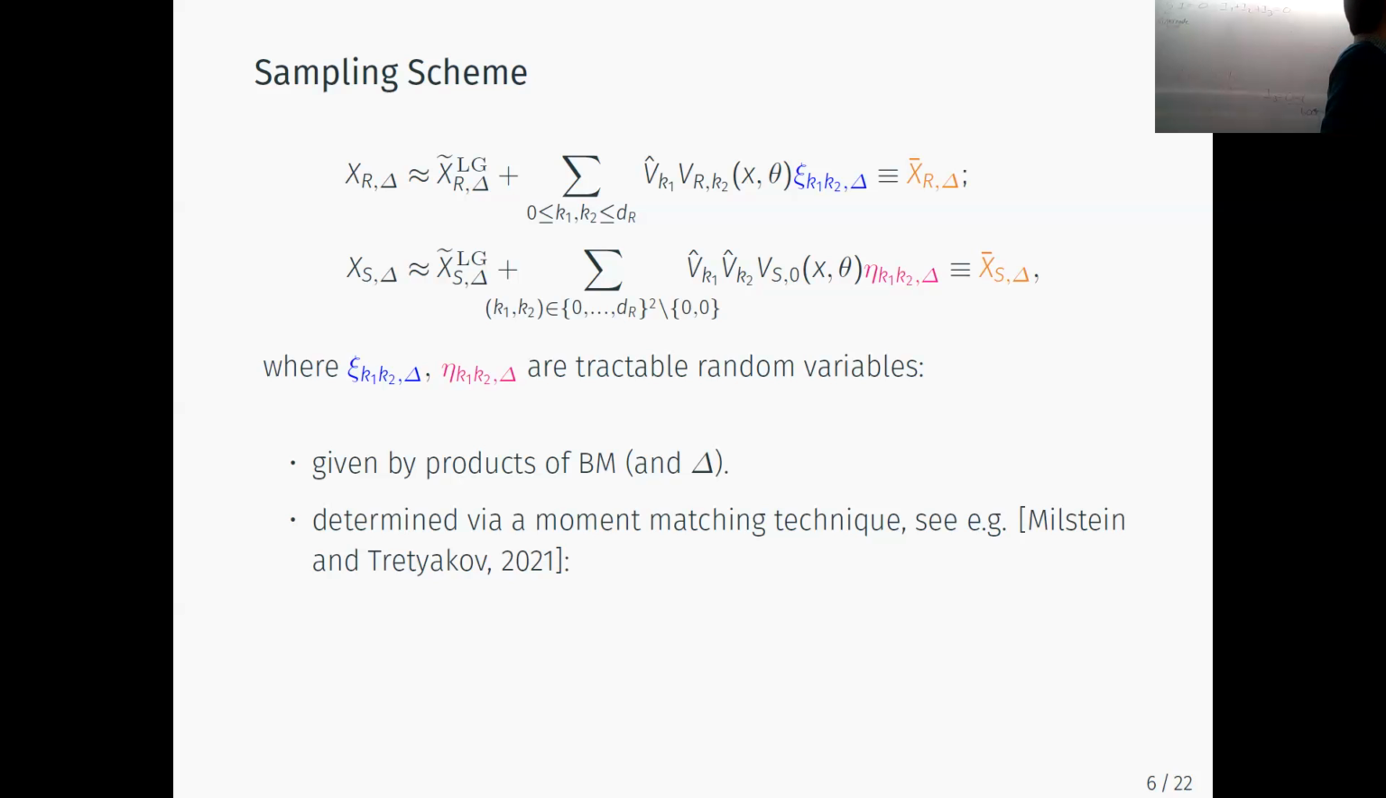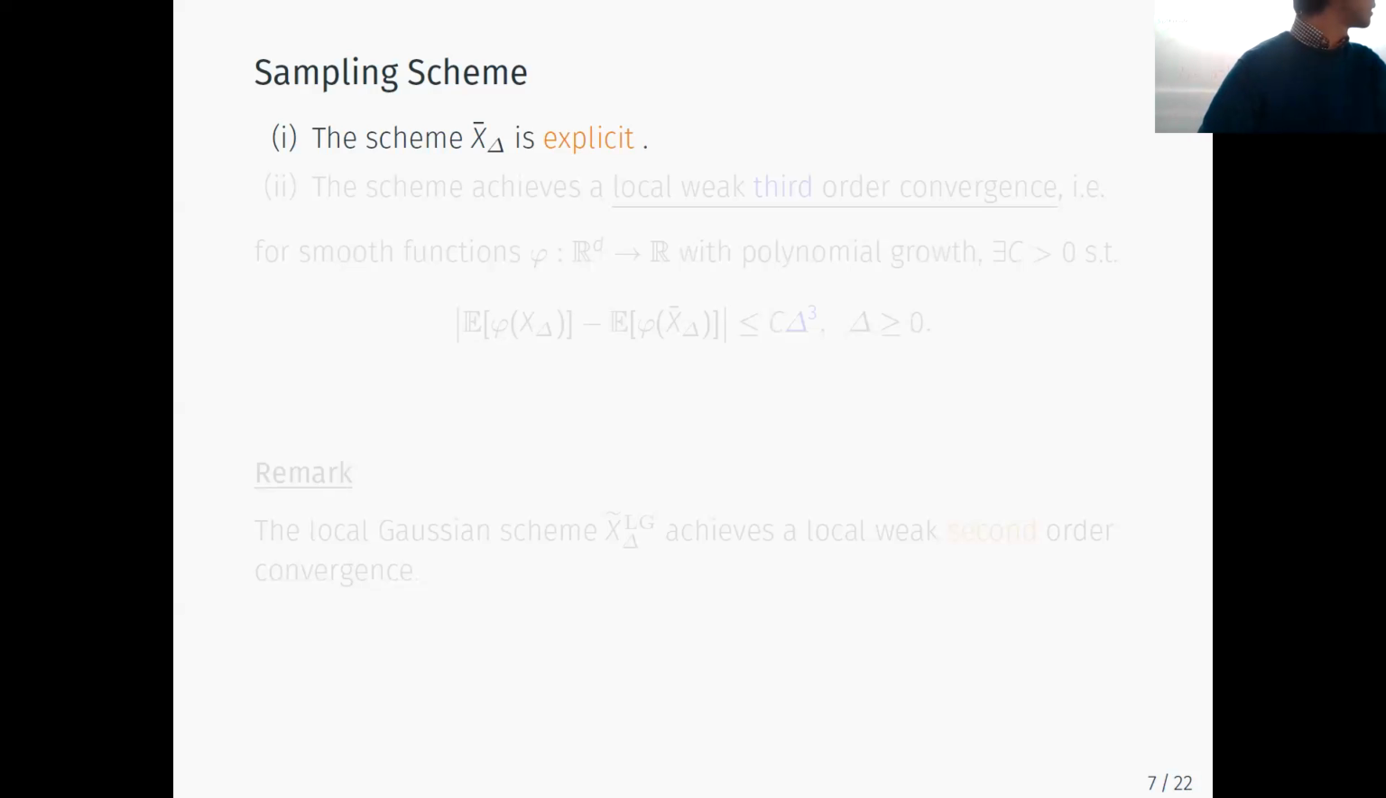And those random variables are given by products of Brownian motion, possibly including the time delta. They are determined by a classical moment matching technique. And then we can now define the X bar as a sampling scheme, which has a better accuracy than the local Gaussian scheme. So let's see in what sense the proposed scheme is better compared with the local Gaussian scheme.